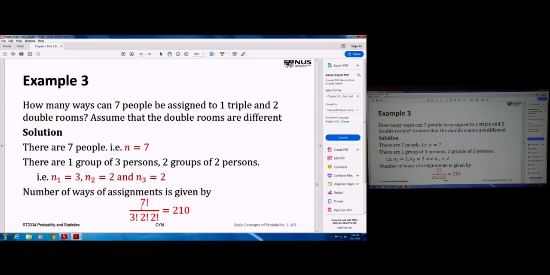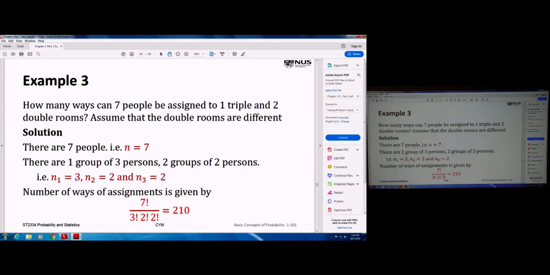Example 3. So sorry, these are all repetitive, unfortunately. So here you have 7 people, and okay, this one at least you have to think a bit. So you have 7 people, and they have to be assigned to a triple and 2 double rooms. Note that you've got 7 people here, and the rooms can hold 7 people in total. Assuming that the double rooms are different, how many ways can you arrange them? So there are 7 people, n is 7, and there's 1 group of 3 people and 2 groups of 2 people.